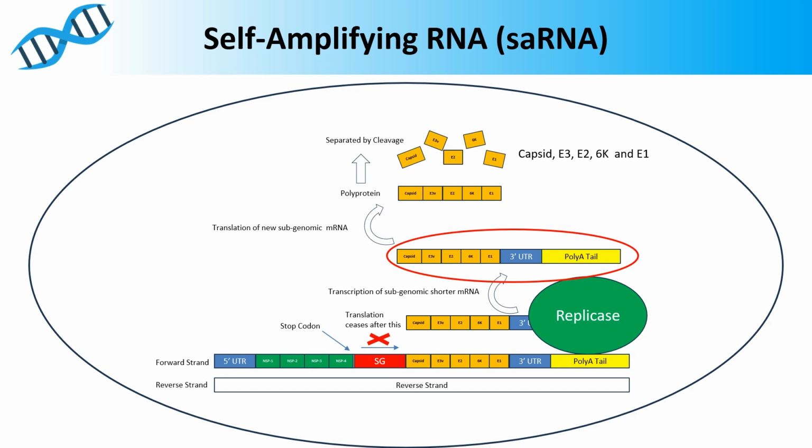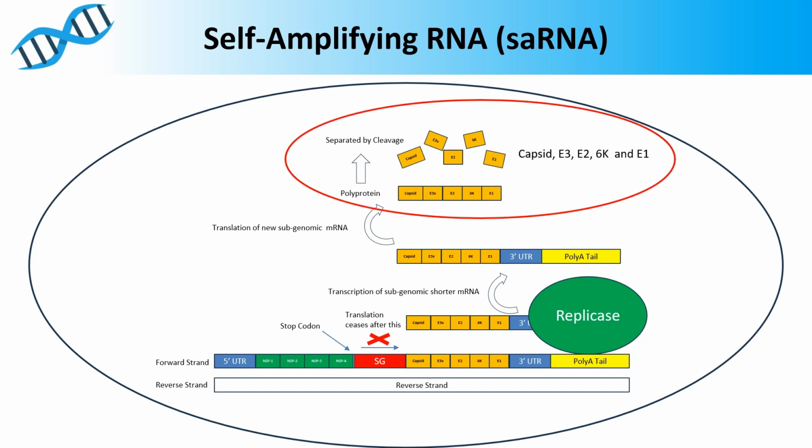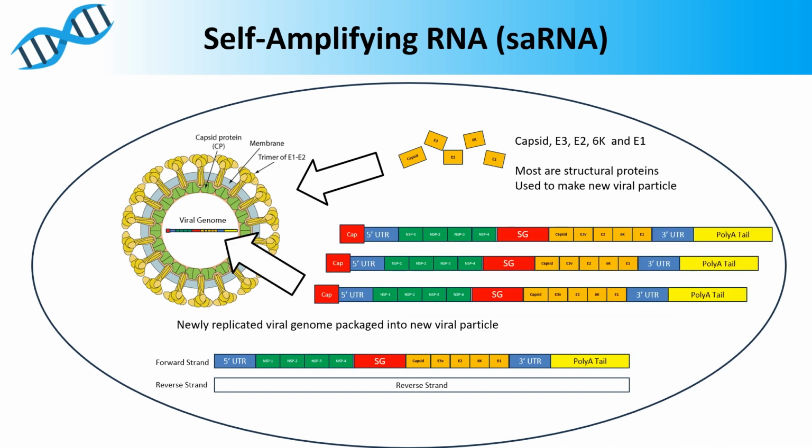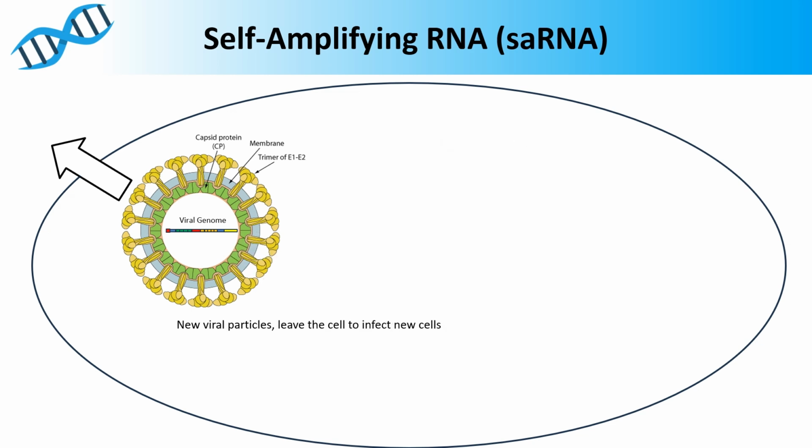And like the first gene in this viral genome, this second smaller mRNA encodes what is also initially a single protein that also undergoes cleavage to generate separate capsid, E3, E2, 6K, and E1 proteins. And most of these go on to form the structure of the new viral particles. And also the new viral genome, which is constantly being regenerated in the background by the replicase, also gets packaged into these new viral particles. And then you have a new fully functional virus that leaves the cell and goes on to infect other cells, and the whole process begins again.